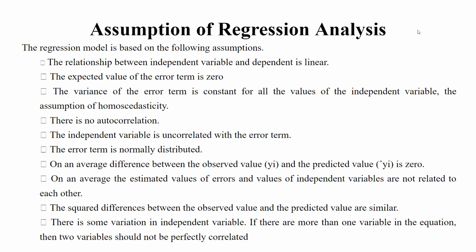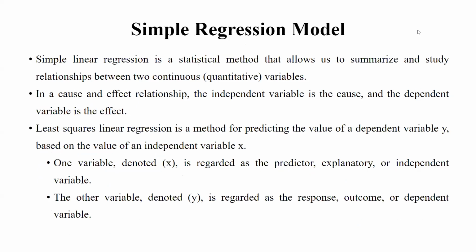If there are more than one variable in the equation, then two variables should not be perfectly correlated. For example, if you have more than one variable in your independent group, then those independent variables should not be perfectly correlated. If those two are perfectly correlated, then we need to reconsider those variables. Based on these assumptions, we start running our regression analysis for the data whatever we have.